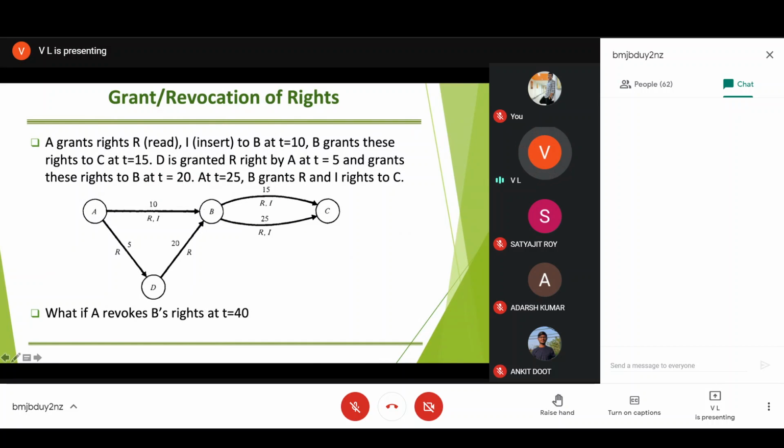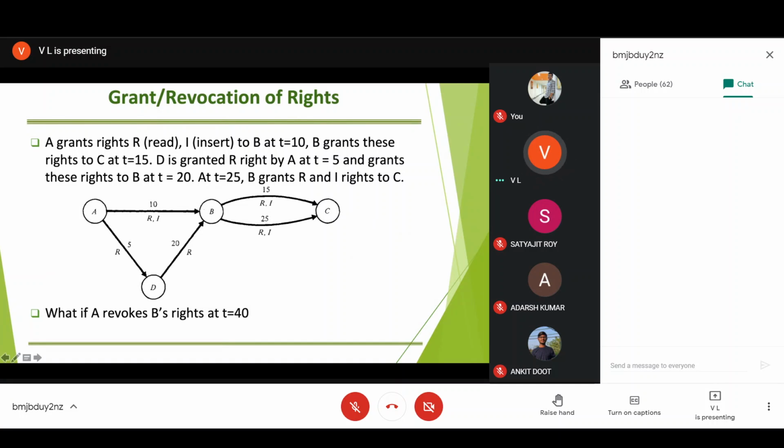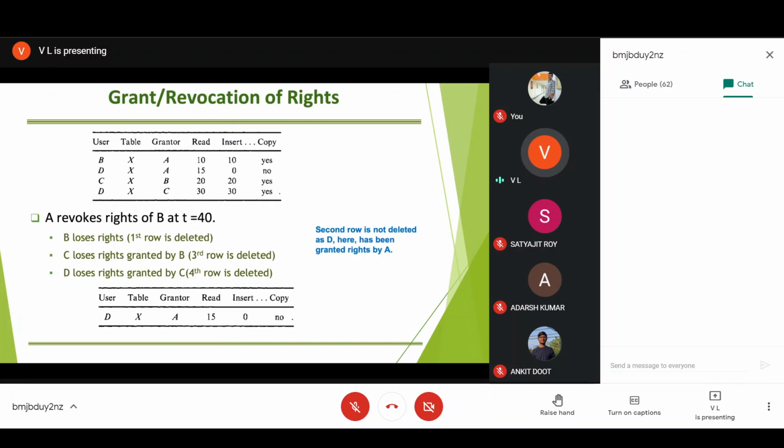So now let's look at this scenario. In this particular scenario, A has granted right to B at time T equal to 10. A has granted right to B at time T equal to 5. B has granted its right to B, and so on. So let's look at this scenario. Can you construct the table for this first of all? The way we created the table this way. First of all, create this table, all of you.